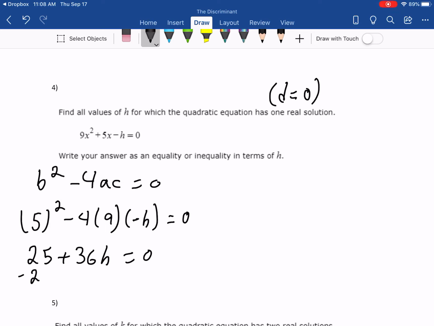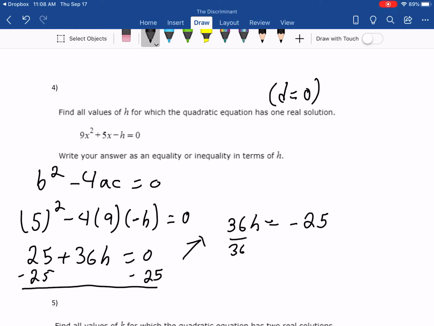Okay, subtract 25 from each side. So 36h is negative 25. h equals negative 25 over 36. See if we can simplify. 36 divisible by 2, doesn't work for 25. The only thing that 25 is divisible by is 5, which doesn't work for 36. Okay, so this is simplest form.